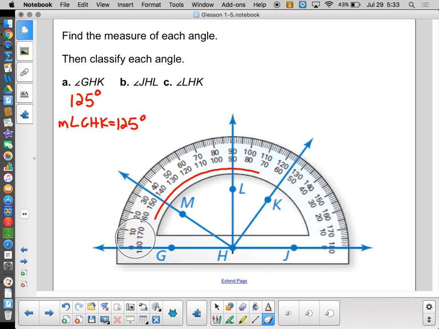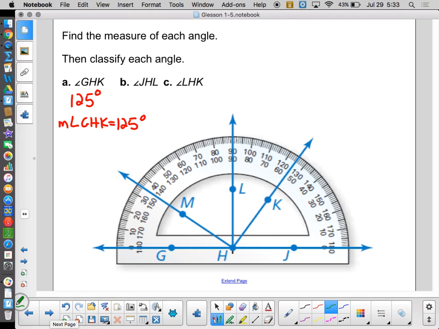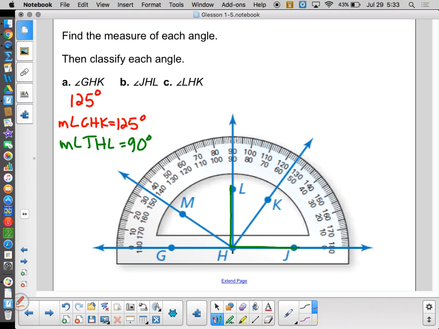Let's try the next one. Hooray for smartboards. JHL. So starting at J, then to H, then to L. Aha, that one's pretty easy. Measure angle JHL is 90 degrees. It's a right angle. So the first one, 125, that one was obtuse. Classify. This is right.